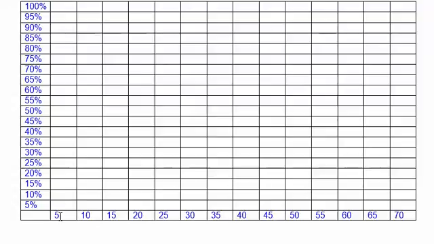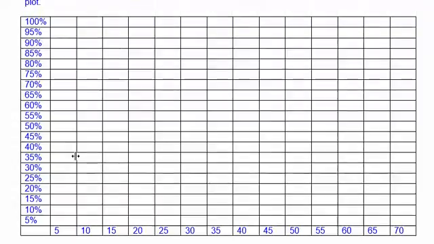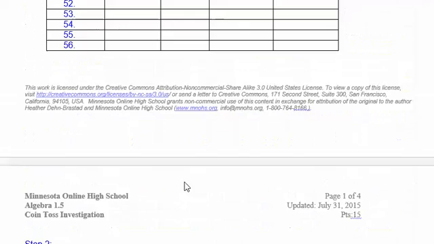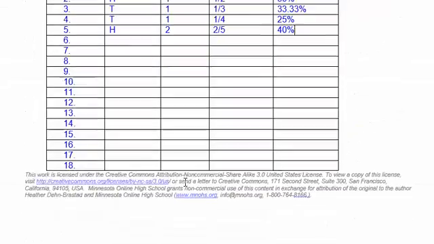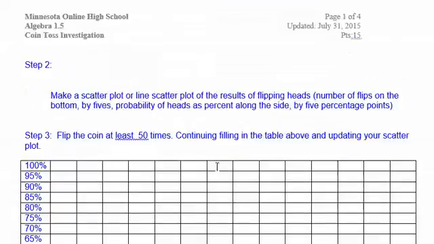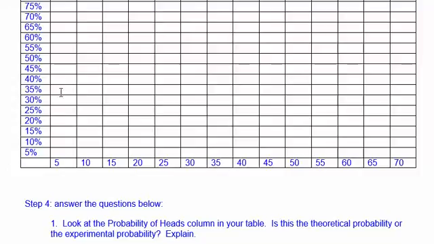So after every 5, you can come down here and say, what's my percentage, my probability of getting a head? I'll label this when you see this worksheet in your folder. So after 5 coins, my probability of getting heads was 40%. I don't have 40% on here. Oh, I do have 40% on here. So I'm just going to put an X there.